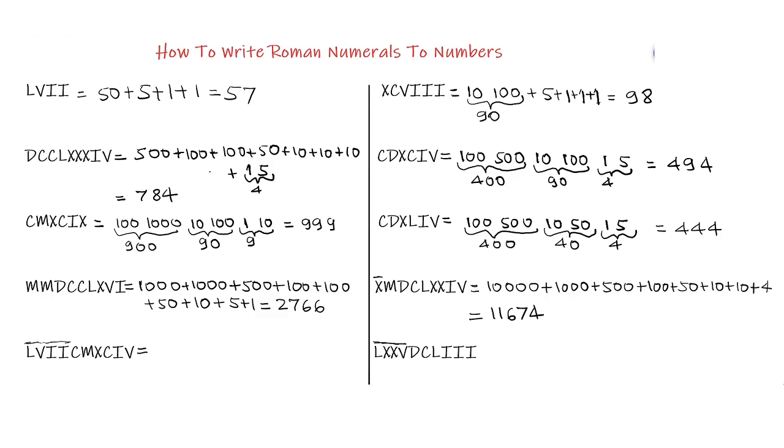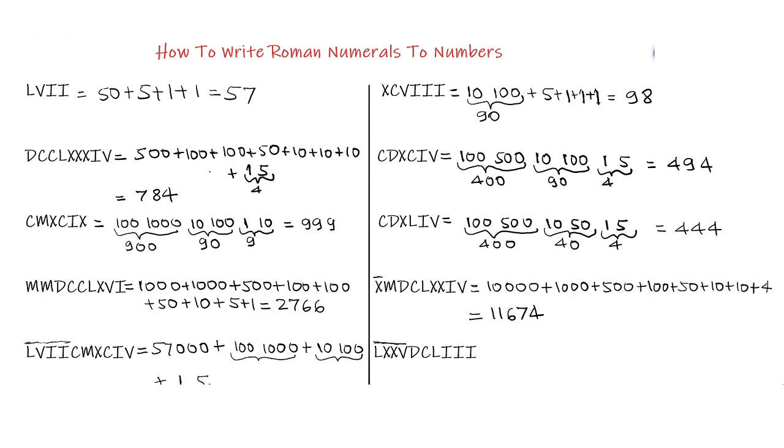Our next Roman numeral is LVII bar, CMXCIV. So L is 50, V is 5, 55, II is 56, 57. So there is a bar on 57. It means it is 57,000 plus C is 100, M is 1000 plus X is 10, C is 100 plus I is 1 and V is 5.